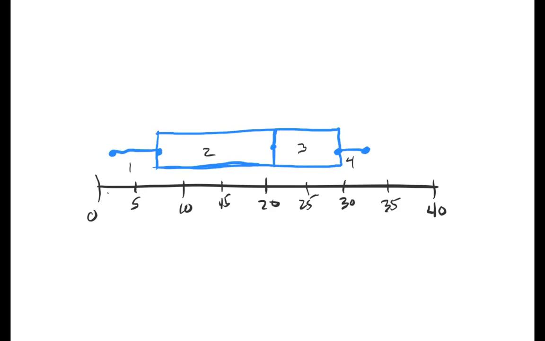All right, we're splitting things into quartiles, 4 groups of 25%.